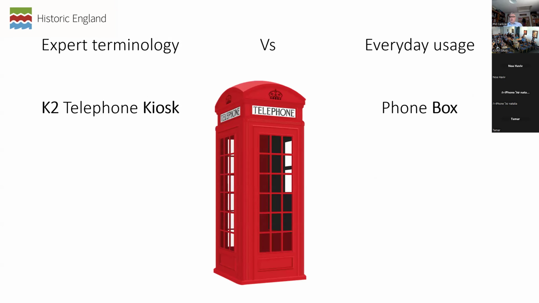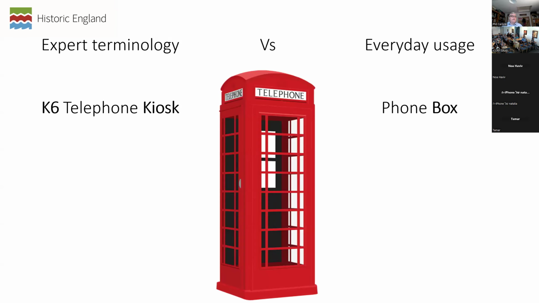So here's an example. This picture depicts the K2 telephone kiosk designed by Sir Giles Gilbert Scott in 1924, and was the first of this kind of box, the classic British red telephone box that you'll see all over London. As you'll see, it's got equal fenestration, so each window is the same size, and it's got a nice pierced crown at the top, and it's very lovely. And it's made of cast iron and teak, with a teak door. And it's known technically by the experts as a K2 telephone kiosk. It's known by the public as a phone box.